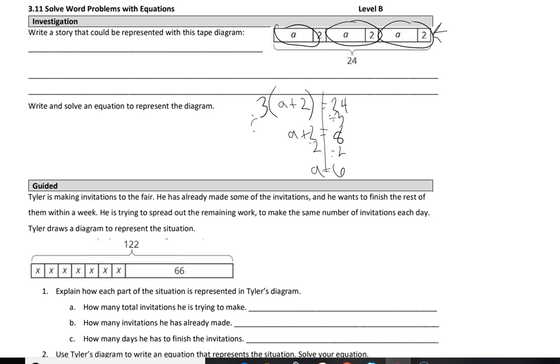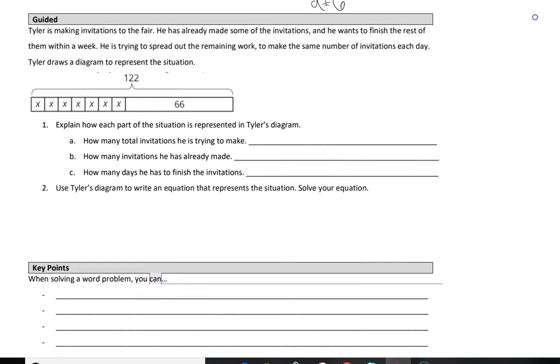So make sure you got that work. We can always check it just to be sure. If we have 6 in each of these A boxes, 6 plus 2 is 8. 8 times 3 is 24. We're good to go. So now we're going to see how a story can relate to a tape diagram.